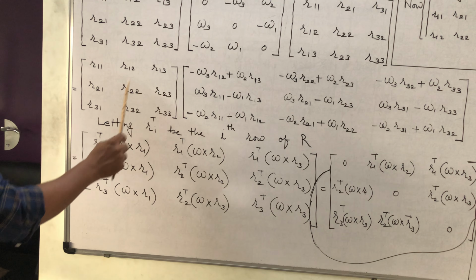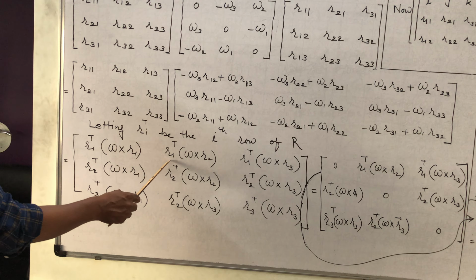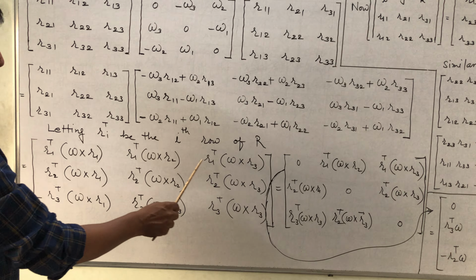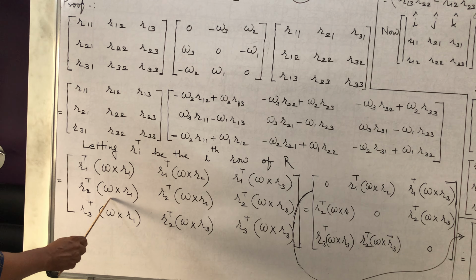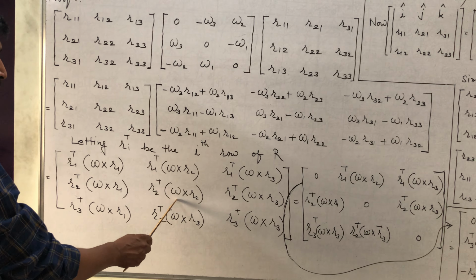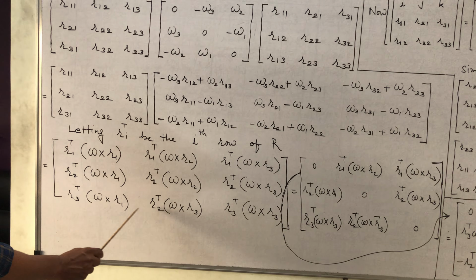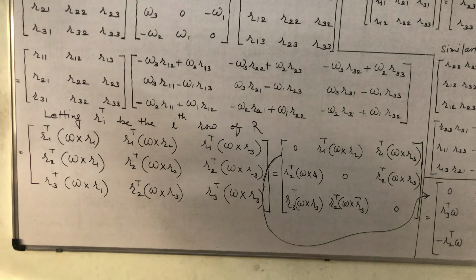So this one is R1 transpose into omega cross R1. Here R1 transpose into omega cross R2. R1 transpose into omega cross R3. R2 transpose omega cross R1, similarly R2 transpose into omega cross R2, R2 transpose into omega cross R3. R3 transpose into omega cross R1, R3 transpose into omega cross R2, R3 transpose into omega cross R3.